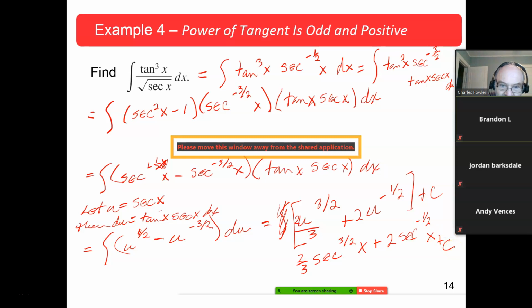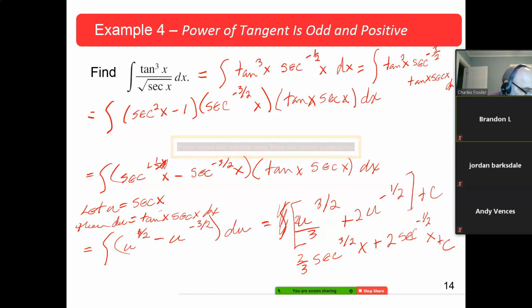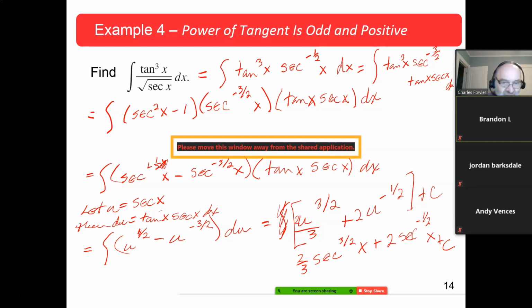Let's see what they got. 2/3 secant x raised to the 3/2 power, why they put it like they did, I don't know, plus 2 secant to the minus 1/2 x, plus c. Same answer, they just wrote it in a slightly different form. Any question on example four? Well, whether you do or not, let's watch how they did it.